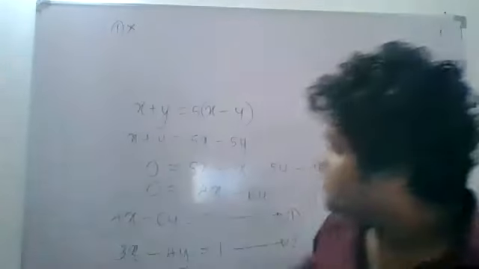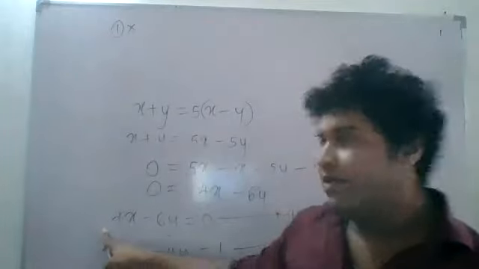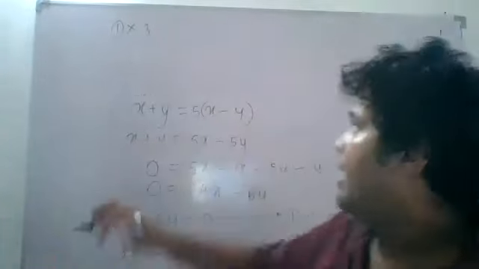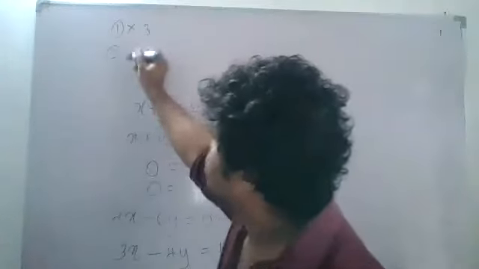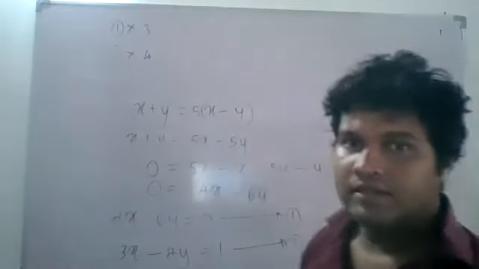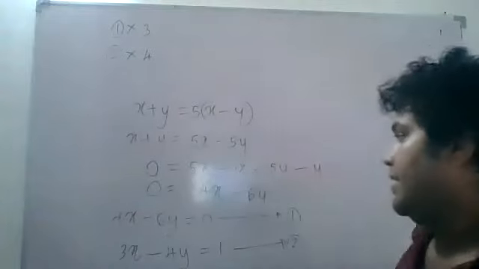According to that, equation 1 needs to be multiplied by 3, no? Then we have to indicate equation 1 is going to be multiplied by 3, and equation number 2 is going to be multiplied by 4. Right? You just have to indicate. By indicating, then you have to do it mathematically.